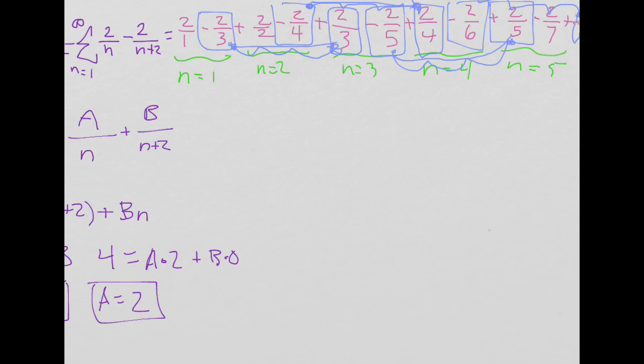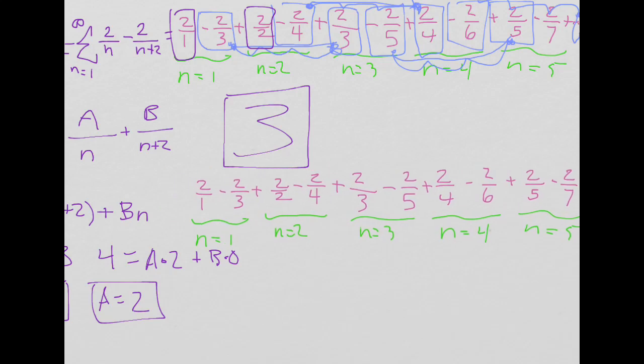So notice all we are left with is 2 over 1 plus 2 over 2. Well, 2 over 1 is 2, and 2 over 2 is 1, so we're just left with a sum of 3. Isn't that cool? Isn't math awesome? Because it's all just about patterns and pattern recognition.